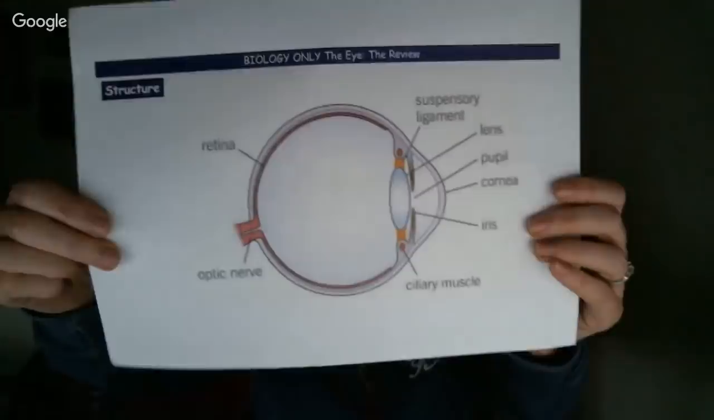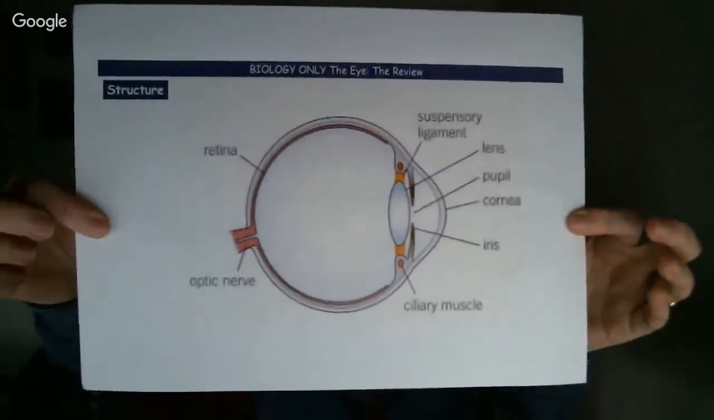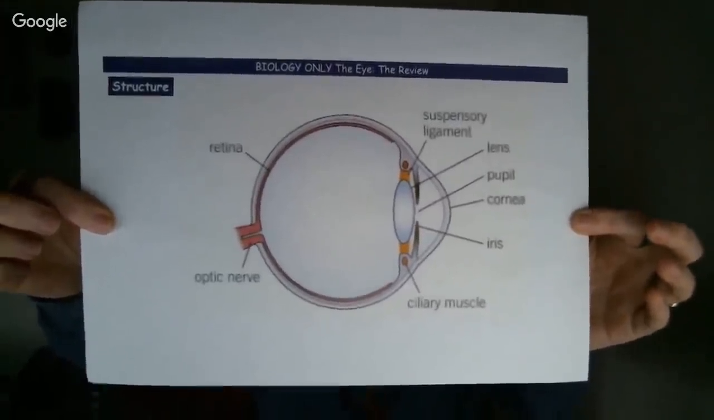For those of you doing GCSE Biology, then you do need to know about the eye. If you're doing combined science, you don't need to listen for a moment. So with the eye, we need to know those key parts. So hopefully we've all looked at this diagram and we know these key parts on here, and we need to know what they do as well.